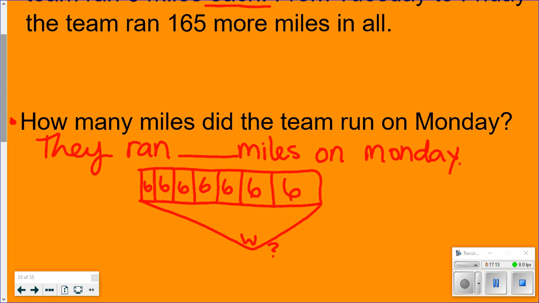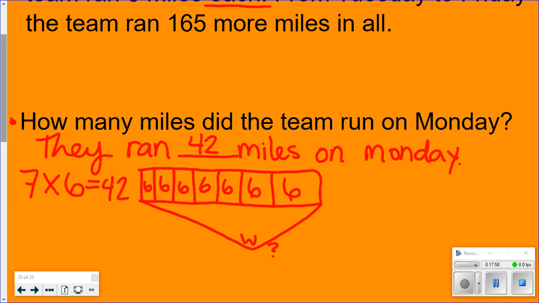Scarlett? I have 7 groups of 6. Very good. Once you have your equation, go ahead and solve for the product. Use what strategy works for you to find 7 times 6. Arwen, what'd you come up with? 42. So on Monday, the team ran 42 miles.